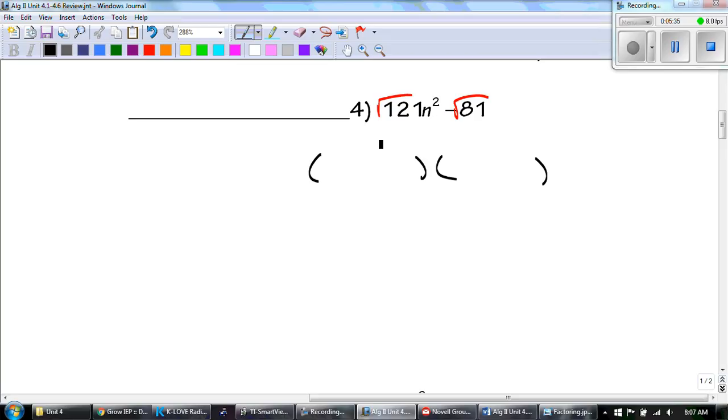The square root of 121 is 11, and it would be an 11n. One's a positive, one's a negative, and the square root of 81 is 9. So we have 11n plus 9 and 11n minus 9. And remember, the order of those does not matter.